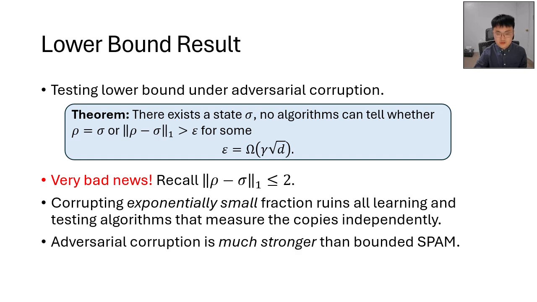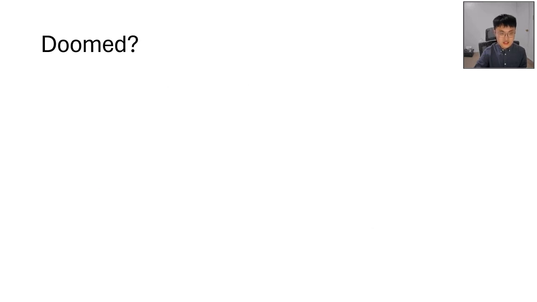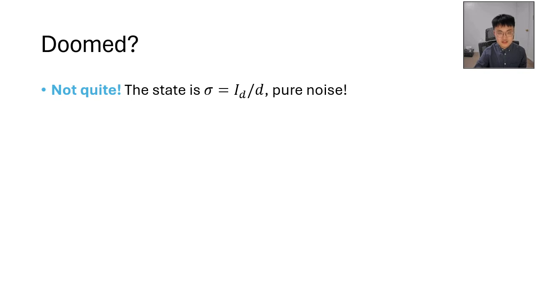So this is another proof that our noise model is much stronger than the bounded span noise, and as we can see, it can create a much worse damage to the algorithm. So it seems that it's a very pessimistic result, and it seems that we are doomed, and it's not possible to robustly learn any unknown state.